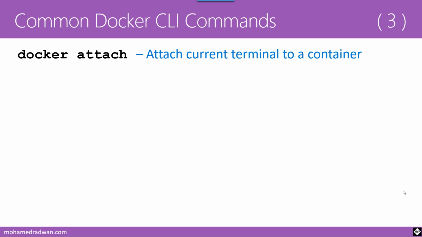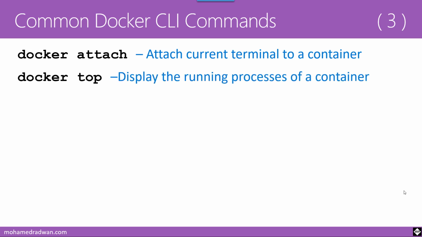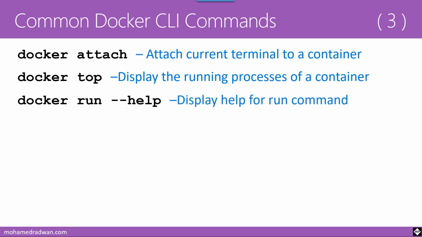Docker attach, this will attach my cursor. This command will attach the current terminal to a specific container. Docker top, this will display the running processes of a container if I would like to know what the running processes are in a specific container. Docker run --help, display help for the run command. In the same way I can use help to display the help about top, attach, or any other switches or commands for Docker. Let's get more details about each command, either from the explanation of each part of the command or the workflow for the command.